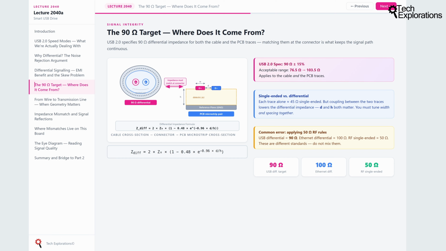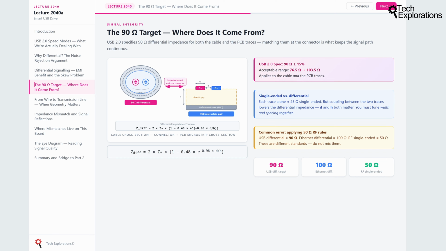Each individual trace in the pair has a single-ended impedance of approximately 45 ohms, but the differential impedance of the pair is not simply 2 times 45 ohms. When two traces are routed close together, they couple electromagnetically. That coupling lowers the differential impedance below what you would calculate from each trace in isolation. The relationship is captured in the formula that you see here on the screen.